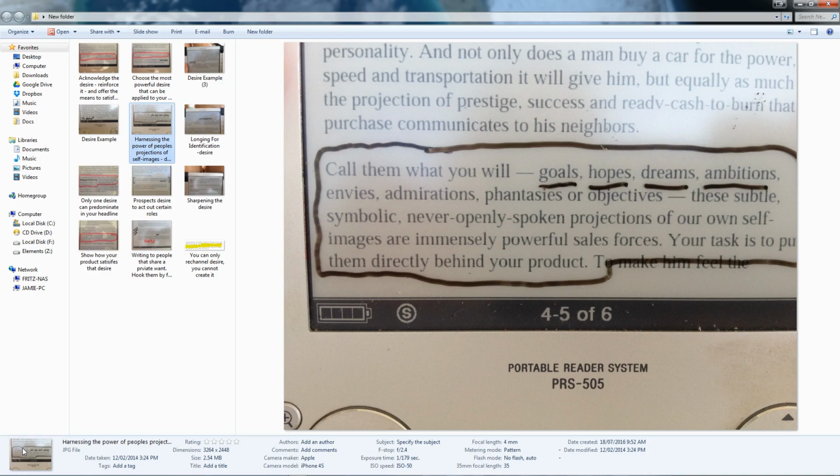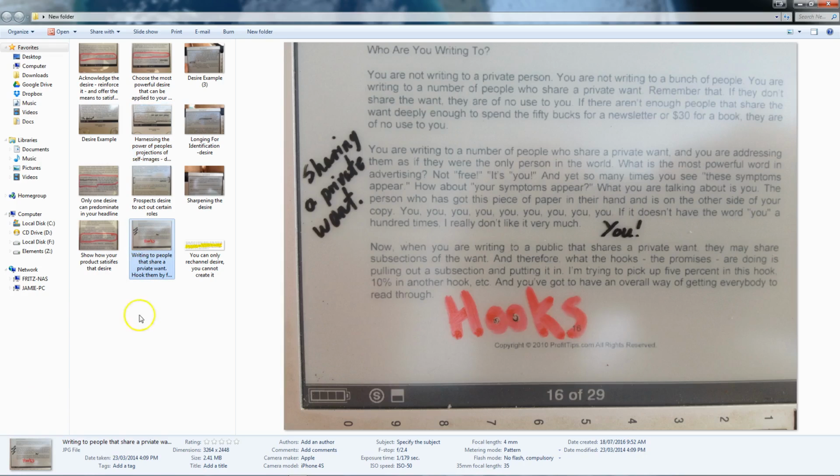You first have to identify what these goals, dreams, ambitions might be, and then weave it into your headline and into the body of your copy. And again, we have this concept of laying these little hints, these little hooks as they are referred to here.